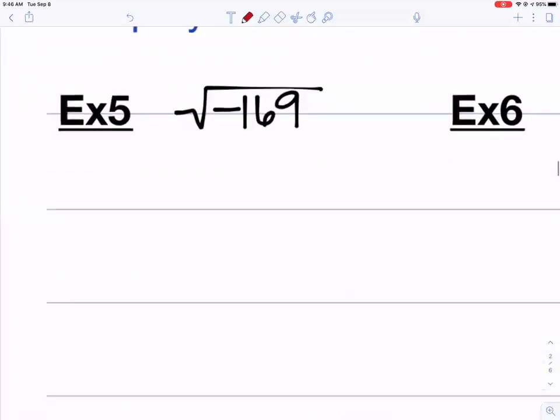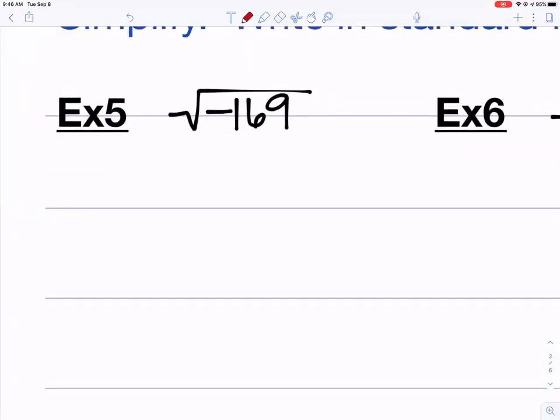Okay, so let's just do some simplifying here. I gave you a list of rules. What was the first rule that I gave you when you're dealing with square roots? Always deal with the negative first. Right now, I see that I have a square root of a negative. I don't even care about the 169 right now. All I care about is the negative. What is the square root of a negative?